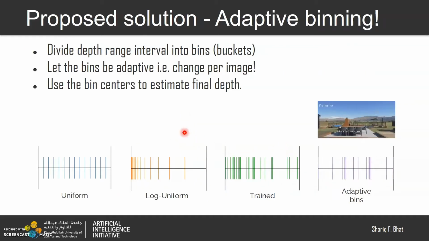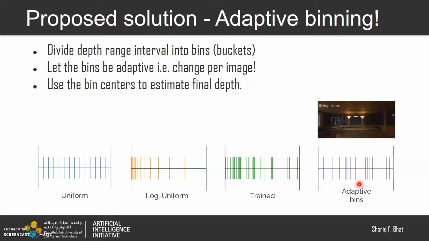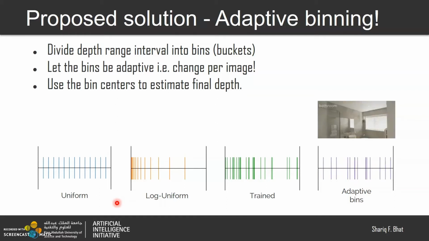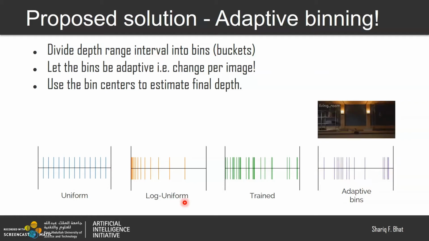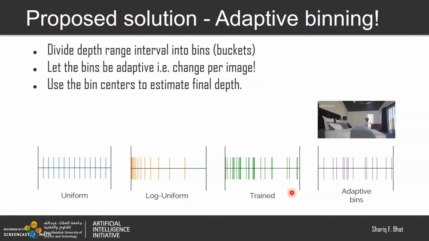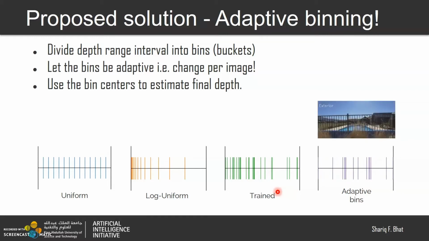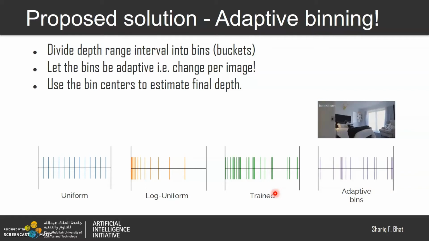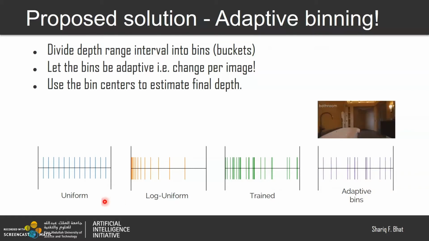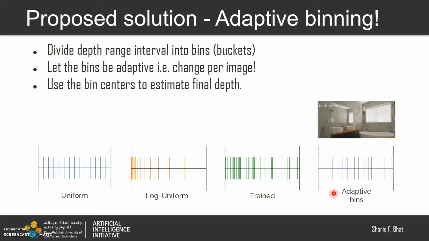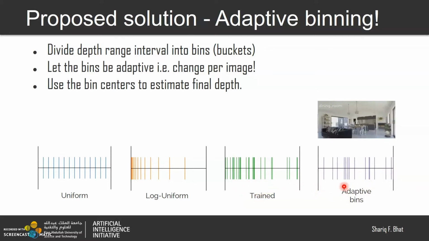We propose to solve this using the adapt-to-binning strategy. There are various ways to divide a depth interval into bins or buckets. You have a uniform division where each bin is of equal width, or a log uniform division. We can also try to learn this division of buckets for a given dataset. But all these variants are fixed at inference time, meaning that no matter the input image, the division is always going to be the same. But in contrast, we propose to have adaptive bins which can change with each input image.